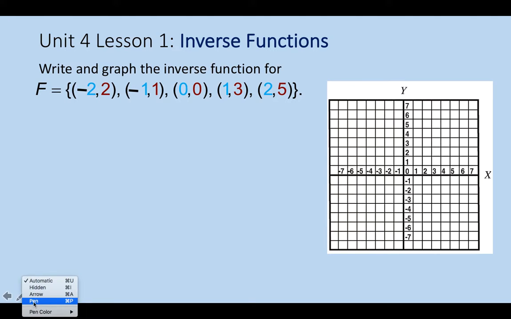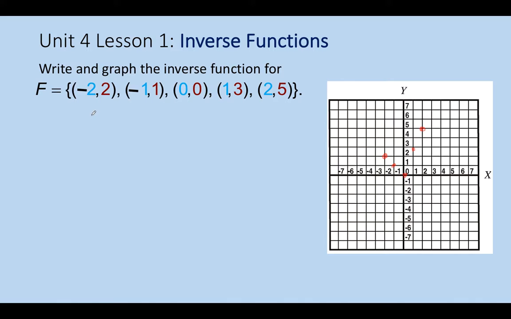Here's kind of a different way of asking whether or not these are inverses. It just says write and graph the inverse function for this. Well, this function, I could just graph: negative 2, 2; negative 1, 1; 0, 0; 1, 3; and then 2, 5. Okay, so there's my relation. You can see that it's a function. It passes the vertical line test.